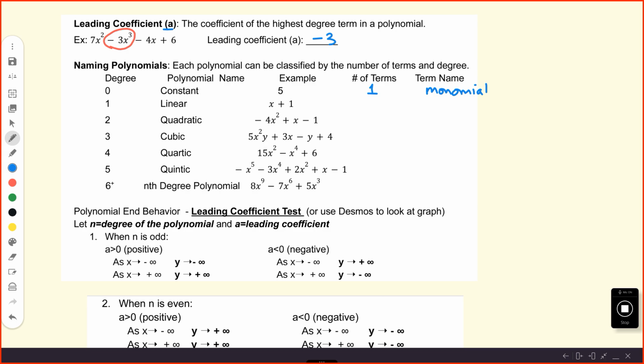We know that, for example, x plus 1. The number of terms in this polynomial is 2, and the term name is binomial. If the highest exponent of the polynomial is 2, it's a quadratic function or quadratic polynomial. For example, negative 4x squared plus x minus 1. How many terms do we have here? 3. And based on the term name, we call this trinomial.